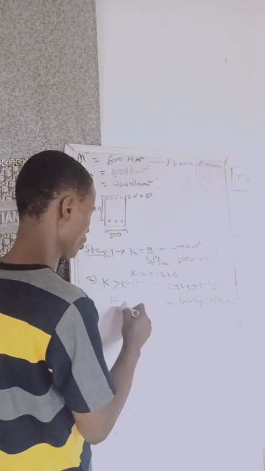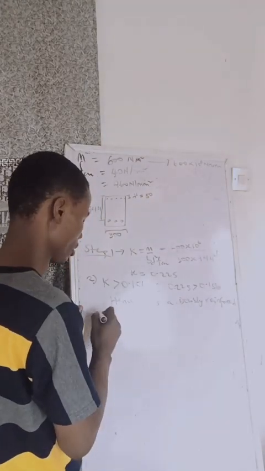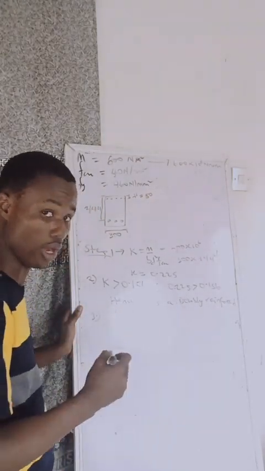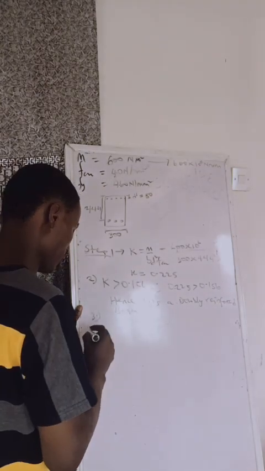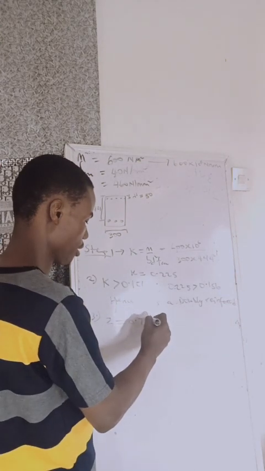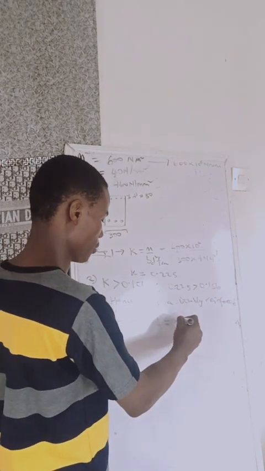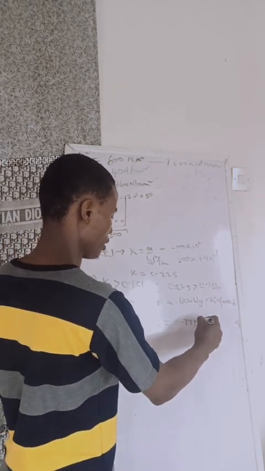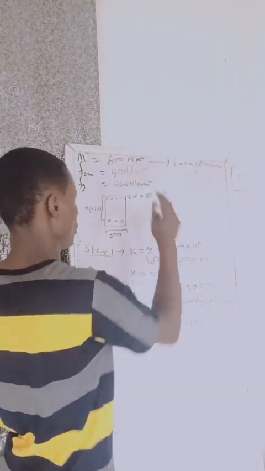So we move to the next part, which is step 3, to find your lever arm, which is Z. Our Z is equal to 0.775d, which will be equal to 0.775 times our d, which is 444.